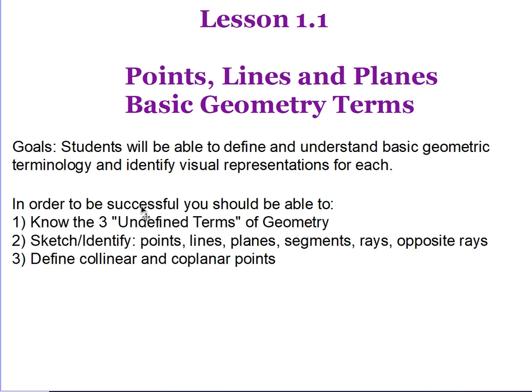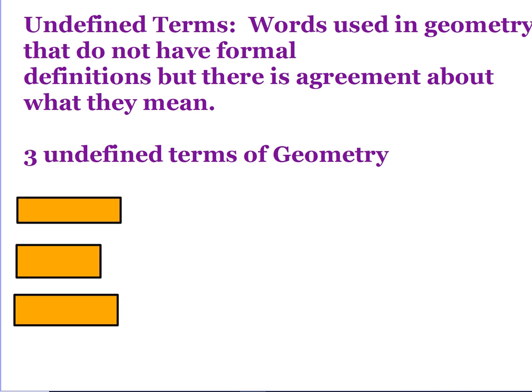And so the main goal of this entire section is to be able to start defining and understanding some of the basic geometric terminology. And so we're going to start off with these three undefined terms of geometry. So this success criteria number one is what we're going to be focusing on. So what are the three undefined terms of geometry?